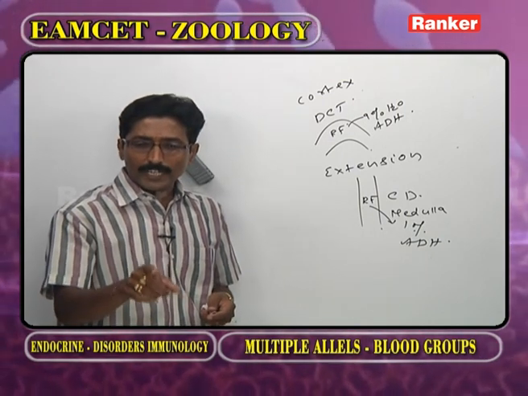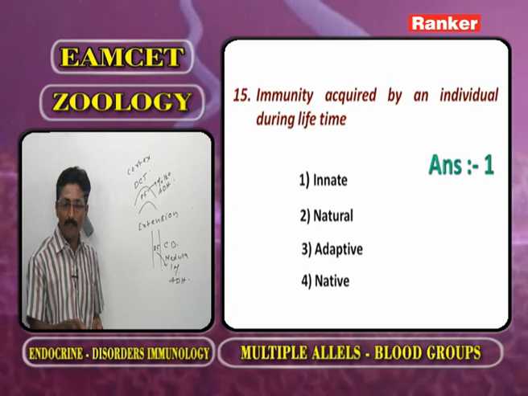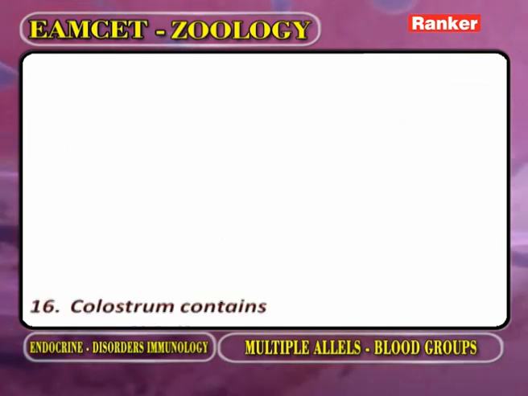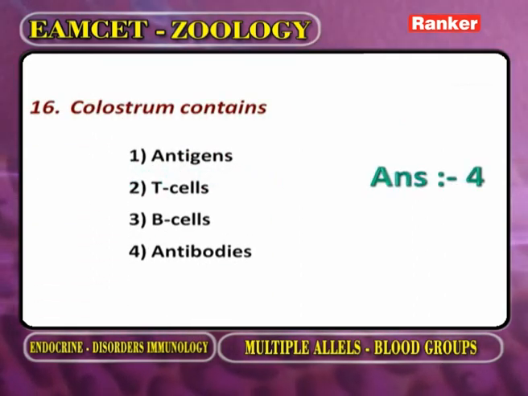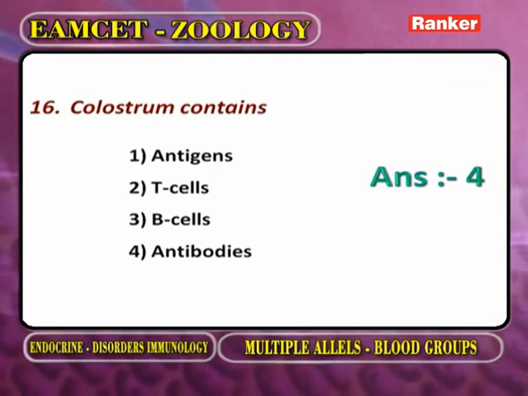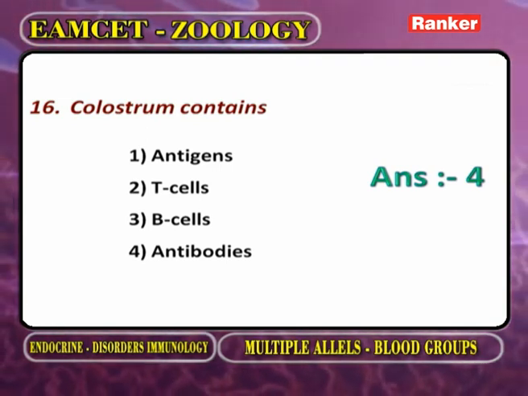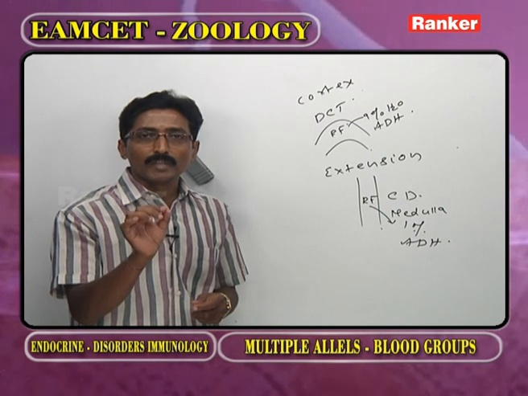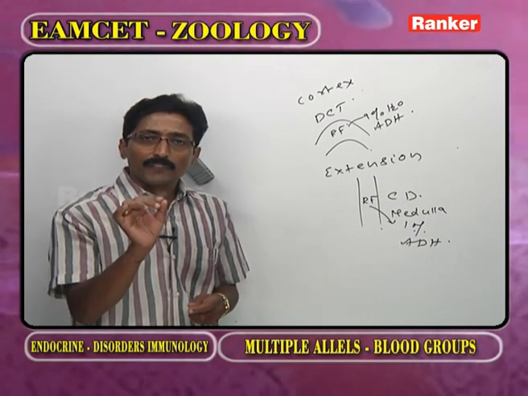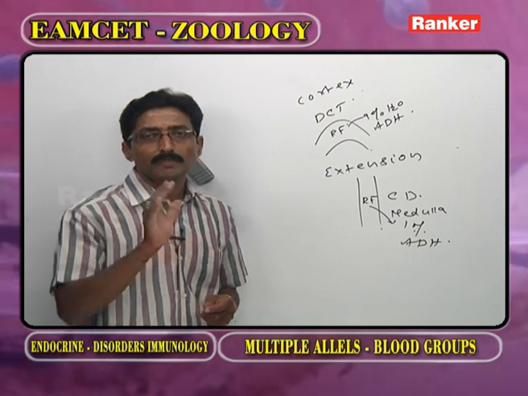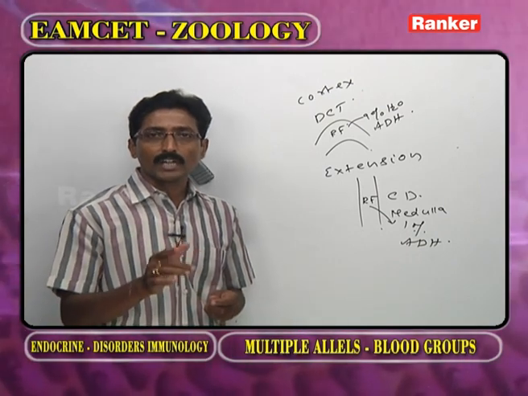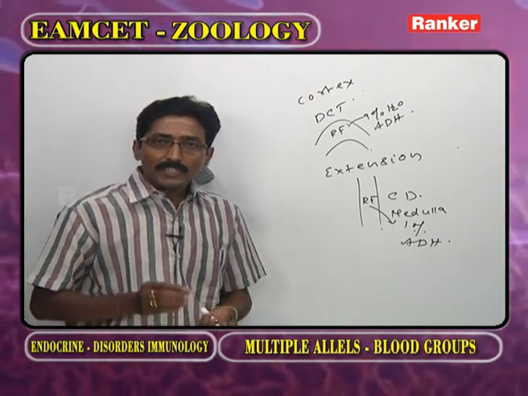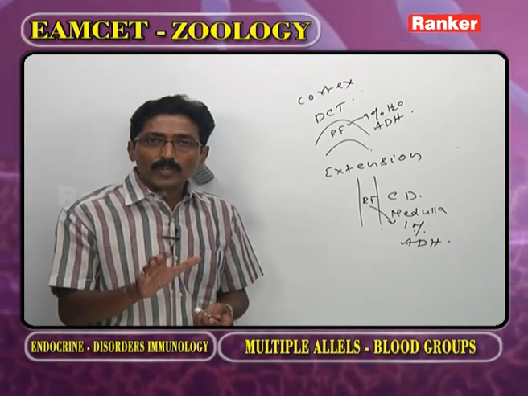So immunity acquired by an individual during the lifetime without contact with the antigen, that we call innate. The next one is colostrum. What is meant by colostrum? Now, as we observe, the mother, after completing the gestation period, in case of a female human being. What is the gestation period? 9 months, or 275 or 278 days. After completing the gestation period, the mother gives birth to the young one.